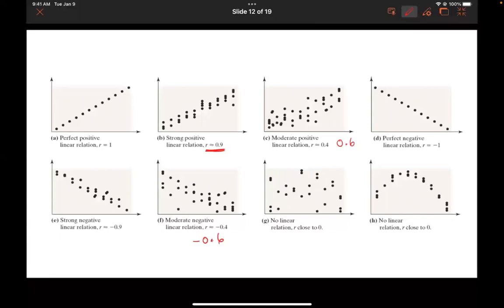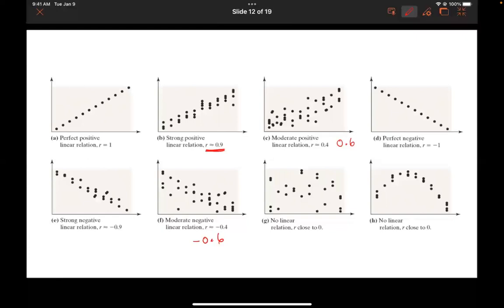Both the last two are close to 0. They don't have any linear relation. So when it comes to saying whether you have strong, moderate, weak, all of that, there's not a hard and fast rule. And I really hate that. And most people hate that there's not a hard and fast rule. It really depends on how much it matters that it's strong. If I'm building a space shuttle, I want near perfect. If I'm putting a garden in my backyard, I don't care. So it depends on what you're looking at and how important it is.